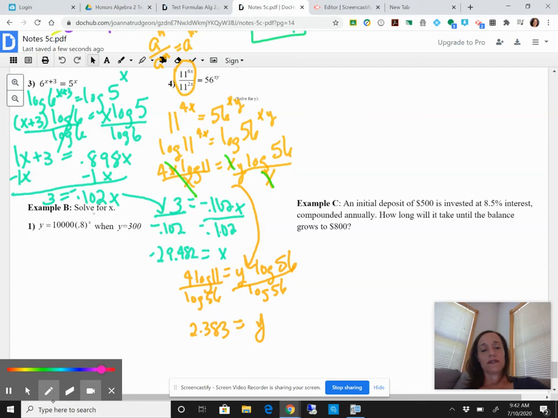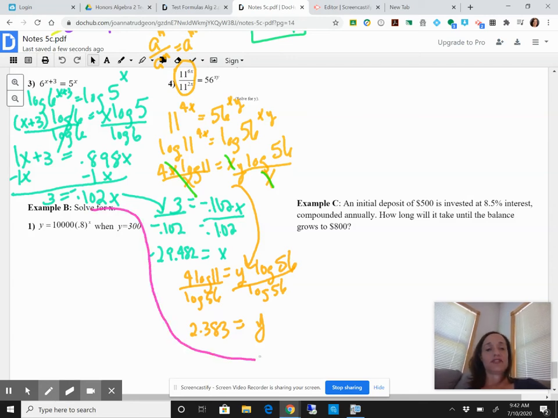All right, let's do this next problem here. Example E. It says solve for x. y equals 10,000 times 0.8 to the x when y is 300. All right, so I'm going to put 300 in for y, like this.